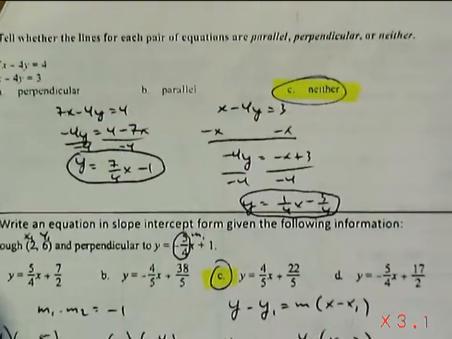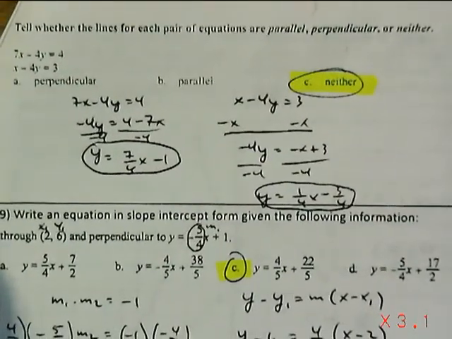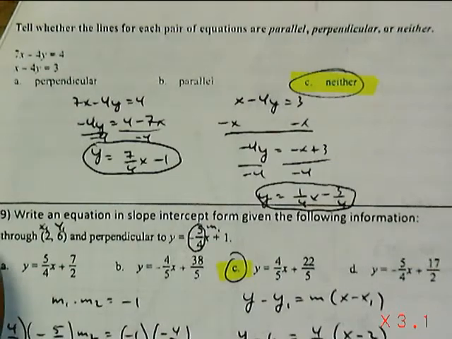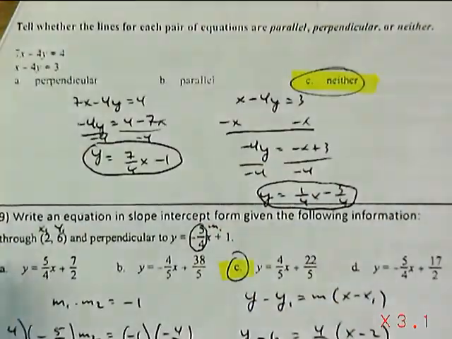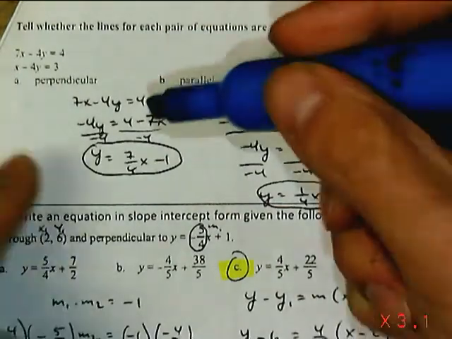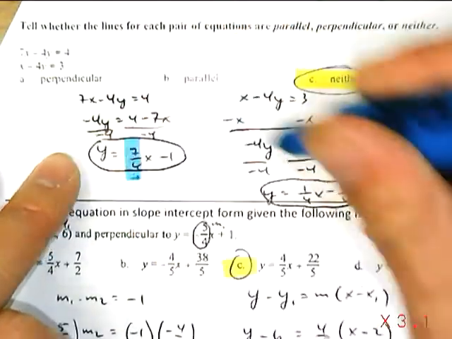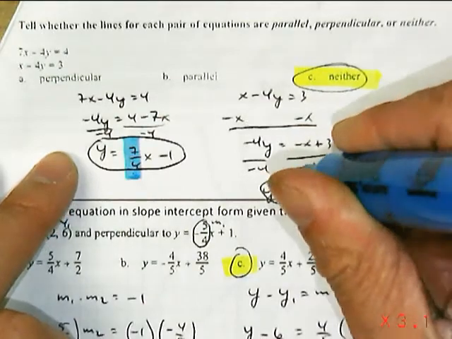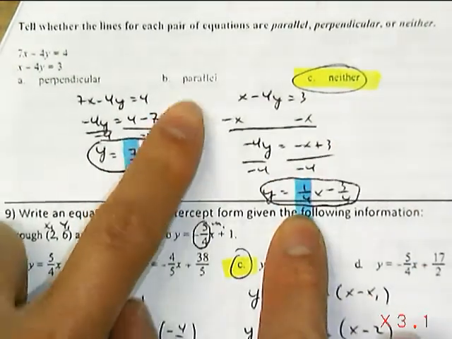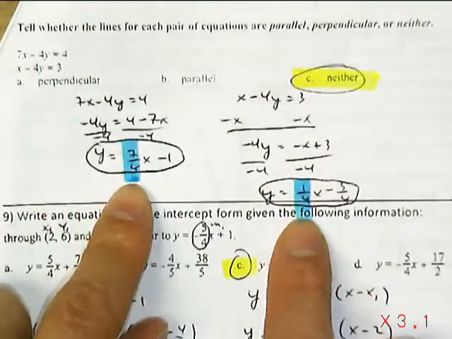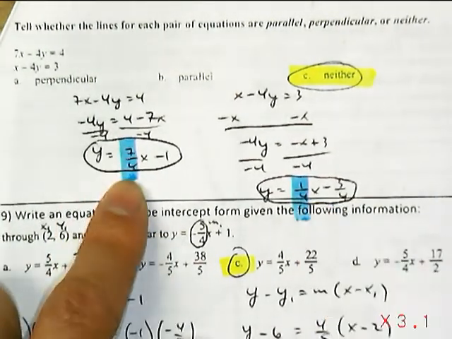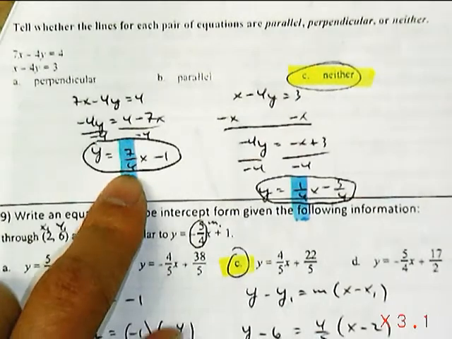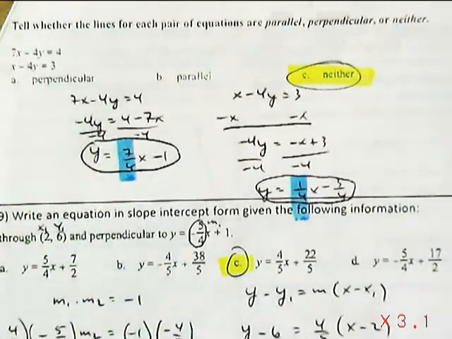Question number 8. Tell whether the lines for each pair of equations are parallel, perpendicular, or neither. I'm just going to take each of those and put those into slope-intercept form, and then I just compare my slopes. I notice that my slopes are not the same, so they're not parallel. They're not negative reciprocals. Negative reciprocal of 1/4 is negative 4, or this negative reciprocal is negative 4 over 7. That's not that, so the answer is neither.